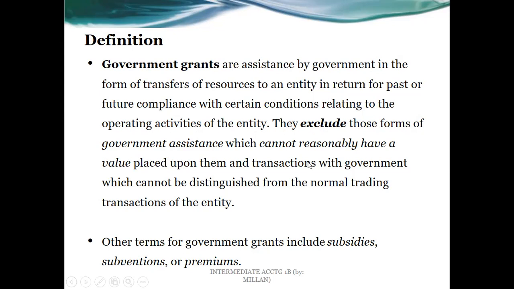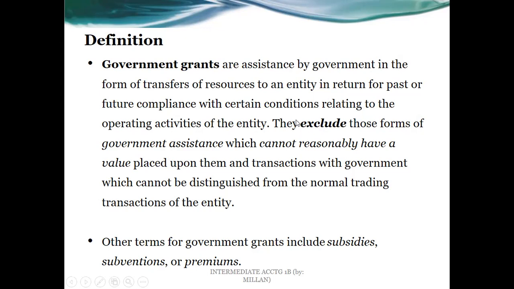They exclude those forms of government assistance which cannot reasonably have a value. So take note that government grants have amounts that can be stated or measured. For services or assistance that do not reasonably have a value, we do not account for them as government grants. As said a while ago, they will be disclosed in the notes to financial statements.